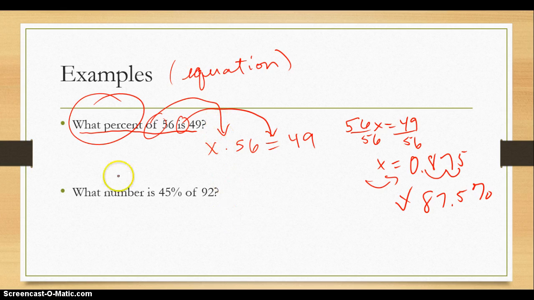So what number is 45% of 92? Think in your head right now, before you even write an equation, what number is about 45% of 92? So think, what is 50% of 92? Think about that first. Then 45 is probably a little bit less than what we think 50 is.